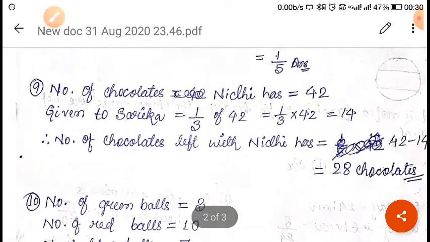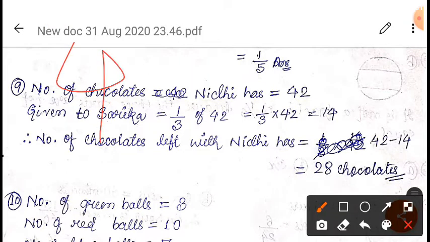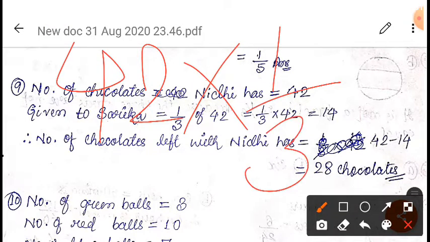Now question number 9. Nidhi has 42 chocolates, and she gives one third of them to Sarika. Means Nidhi was having 42 chocolates, and from that she has given one third to Sarika. Then how many chocolates are left with Nidhi? From 42, if we are giving one third, 1 by 3, so it will be how much? 3 ones are 3 and 3 fours are 12, means 14.